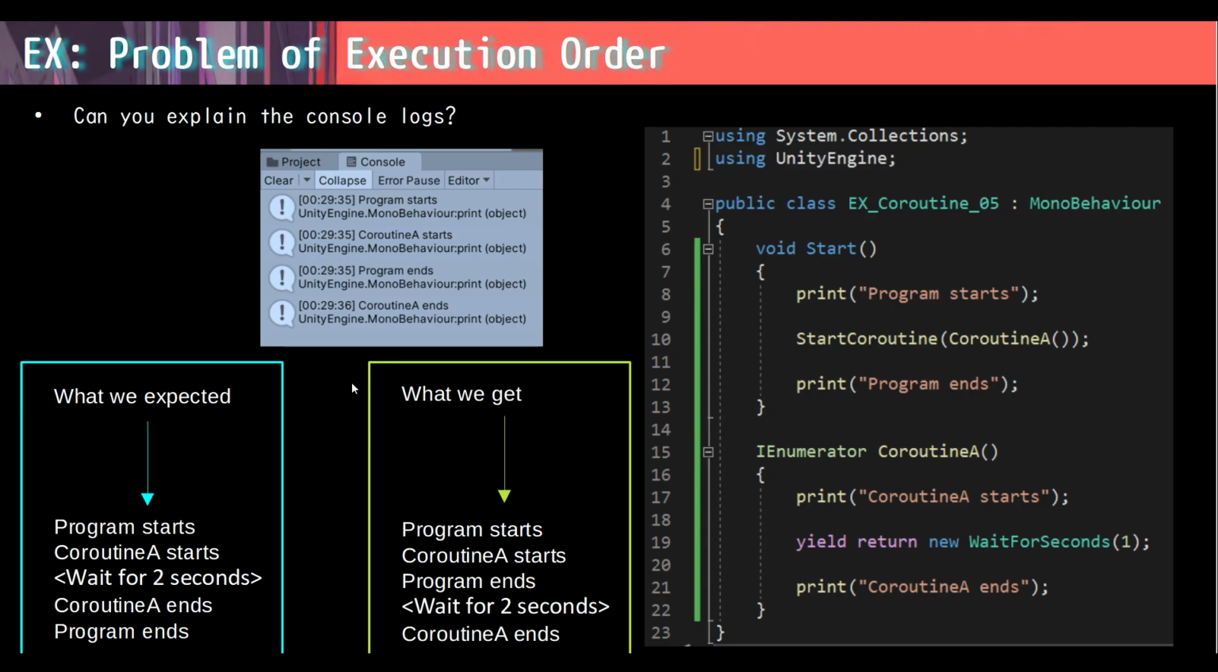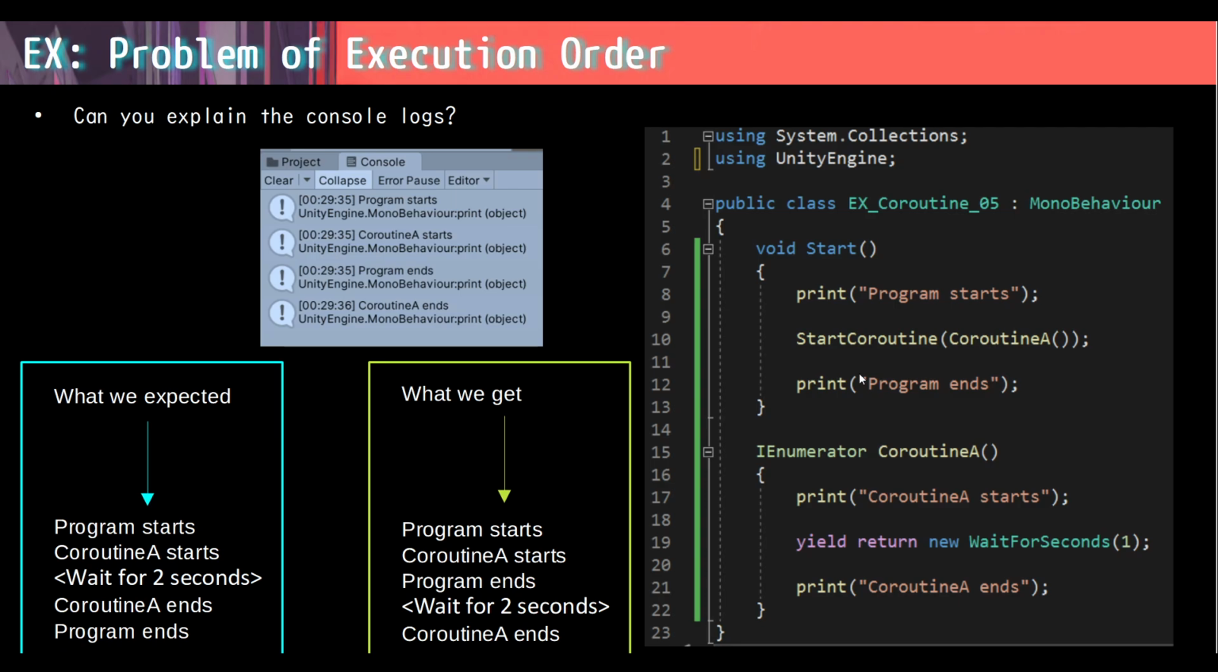All right, great, simple. Now let's look at this very important example. We have to log some messages to indicate whether the program starts or ends, and whether the coroutine starts or ends. A common way to do this would be to put a "program starts" at the beginning and a "program ends" at the end of the Start. Okay, that's common sense, right?